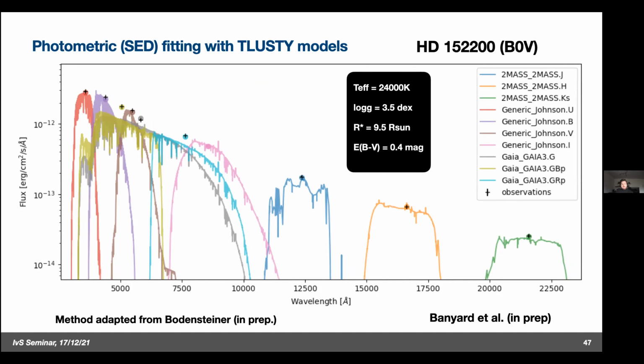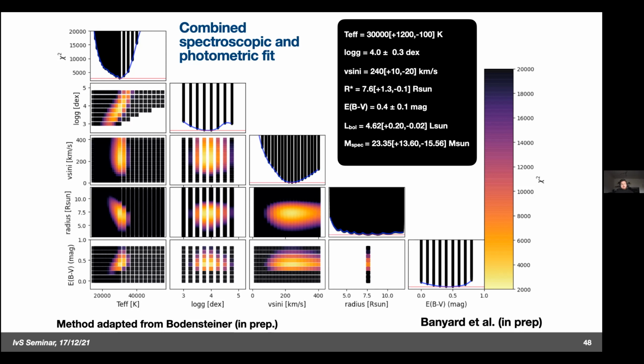But we also fit for radius, which is needed to calculate the luminosity, and we fit for the extinction to the source as well. For this, we use various sorts of photometry, including 2MASS and Gaia, to fit the SEDs of these SB1 stars. What we can do now is combine the chi-squareds of both of the fits to give us strong constraints on Teff, log g, v sin i, and the radius and the extinction as well.